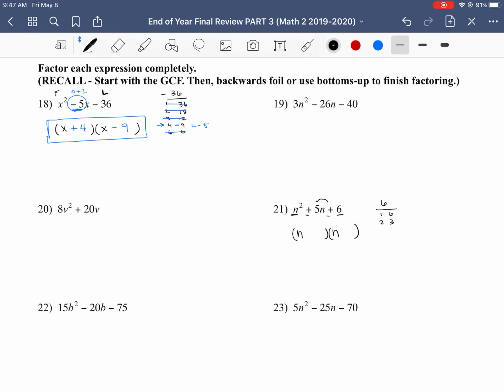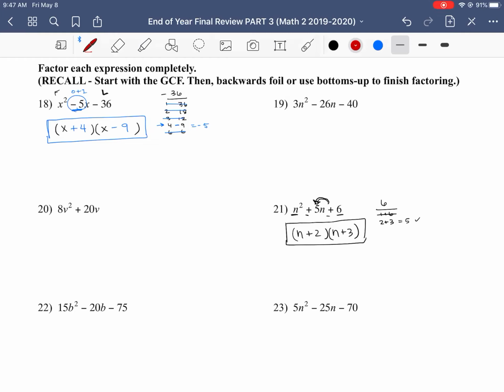Now on this one, everything is positive, all of these positive signs. So we need something that adds to 5. So 1 plus 6, that's 7, that doesn't work, but 2 plus 3 adds to 5, so that one works. So we put in a positive 2, and we put in a positive 3. Okay. Again, it multiplies to the last number, and in this one it's adding to the middle because it's positive.